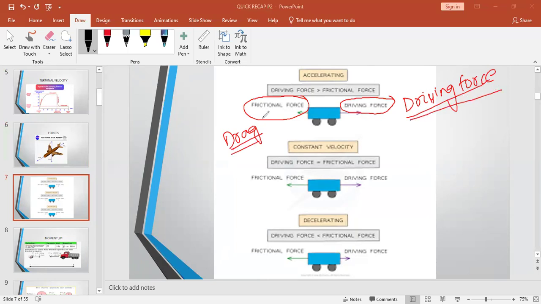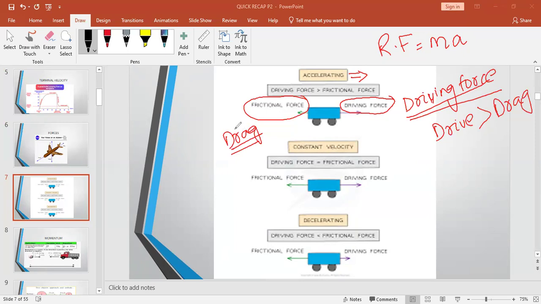So if the drive is greater than the drag force, the car will accelerate in the forward direction. So there will be acceleration. In that case, you can use the formula: resultant force is equal to mass into acceleration. And how will you calculate this resultant force?